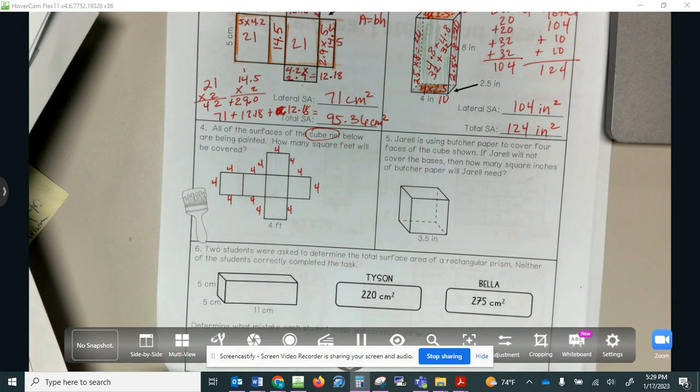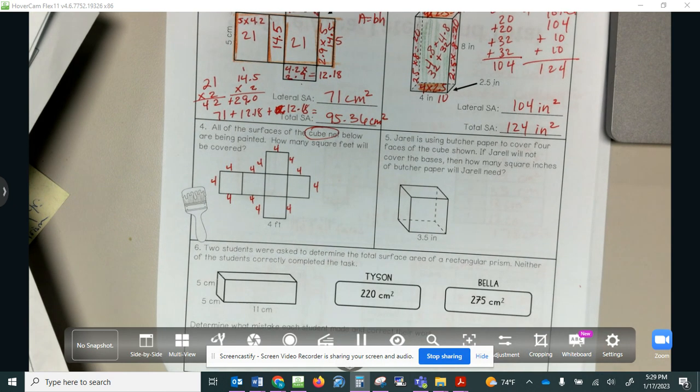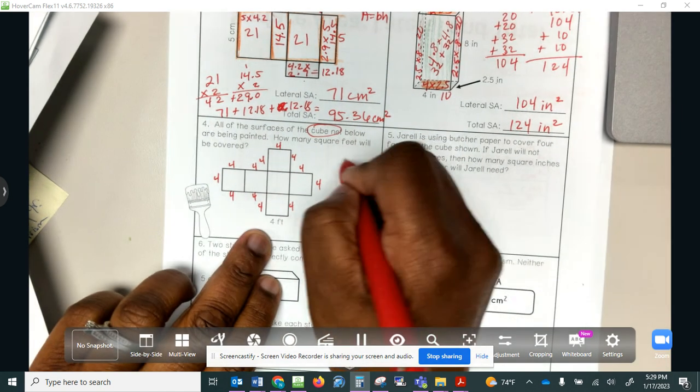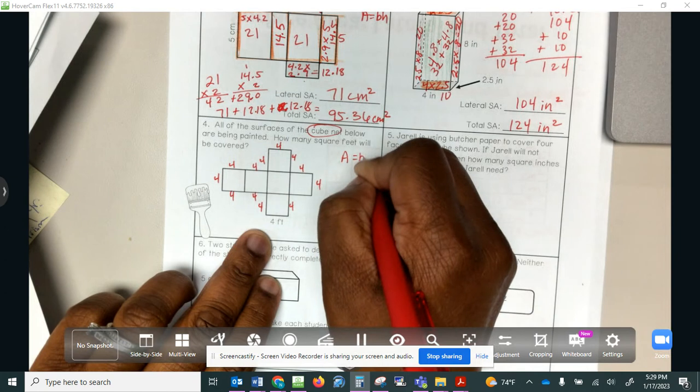So now we know on the cube, everything has the same measures. Pause the video and go ahead and answer that for yourself. All right, hopefully you did pause it. So you would do it because remember, all area is base times height.